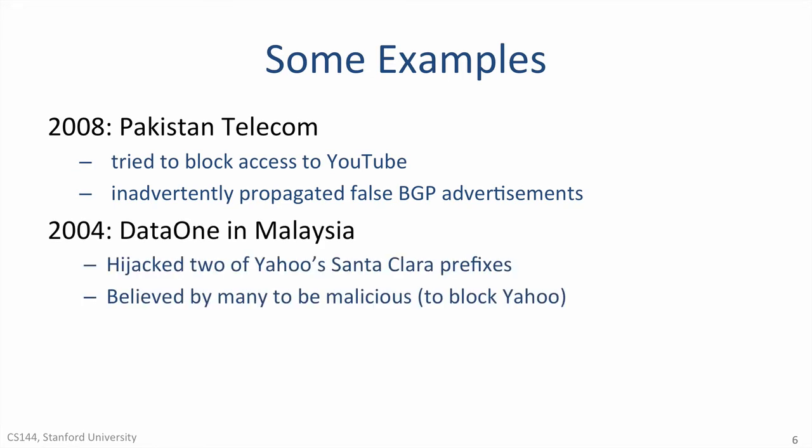In 2004, an ISP in Malaysia called DataOne is believed to have mounted a malicious attack on Yahoo to try and block it. All the way from Malaysia, they were able to easily hijack two of Yahoo's Santa Clara prefixes, making Yahoo's data centers inoperable.